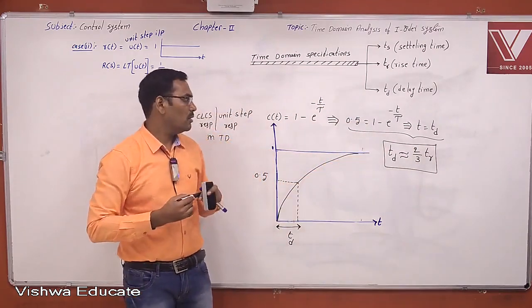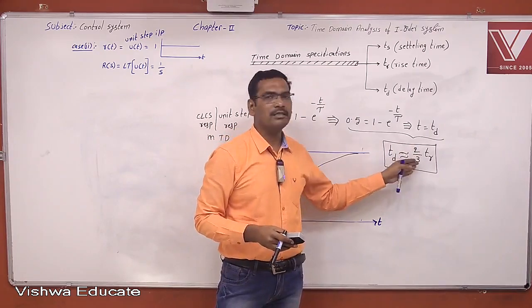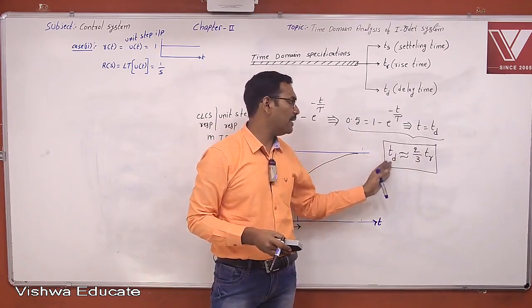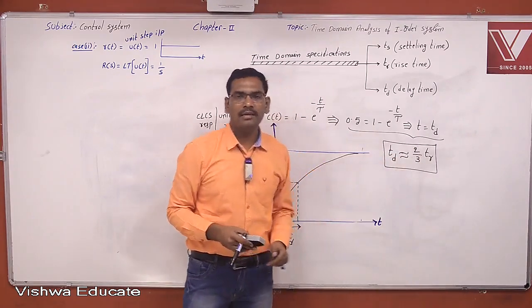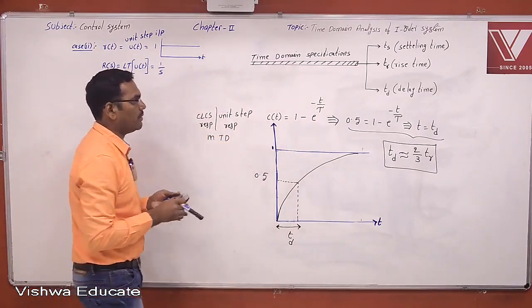So the delay time, whatever answer you get, simplify that answer and use this formula for a first order system. It will be approximately the same. Therefore, the delay time is approximately 2/3 of the rise time for the first order unit step response.